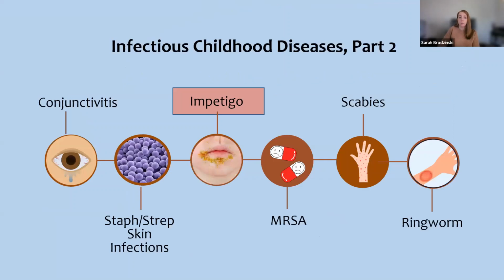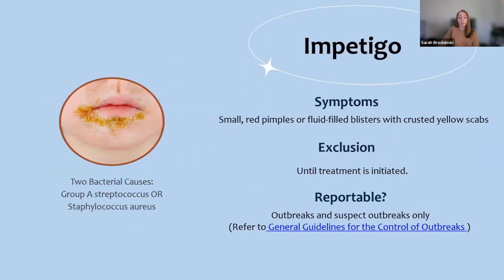Another childhood illness that can be caused by staph or strep bacteria is impetigo. So we're going to take a look at that now. Impetigo is a common and highly contagious skin infection that typically appears on the face, like we see here in the picture, but can occur on the arms and legs as well. It develops into fluid-filled blisters that produce a honey-colored, crusted yellow scab, but at first may look like small red pimples or sores. Impetigo is caused by group A strep or Staphylococcus aureus bacteria.